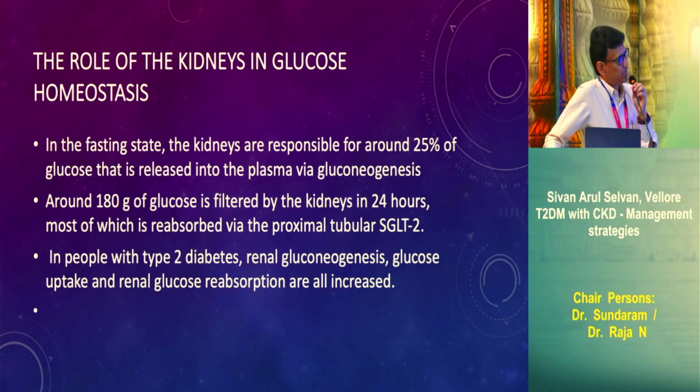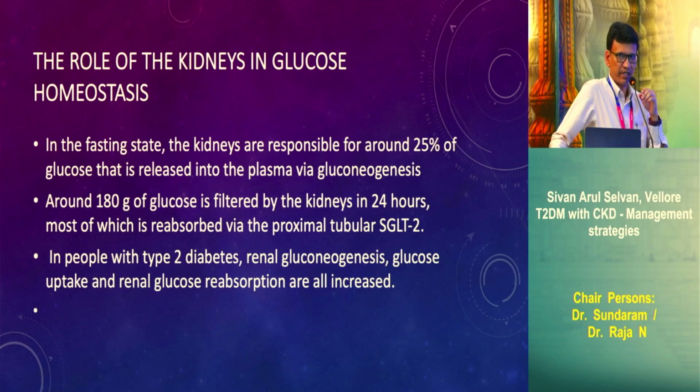And in patients with type 2 diabetes, everything is increased. Renal gluconeogenesis is increased, renal glucose absorption is increased. In fact, the increase in gluconeogenesis in type 2 diabetes is much higher from the kidney than from the liver. There is around a 300% increase from the renal contribution when compared to liver in type 2 diabetes.